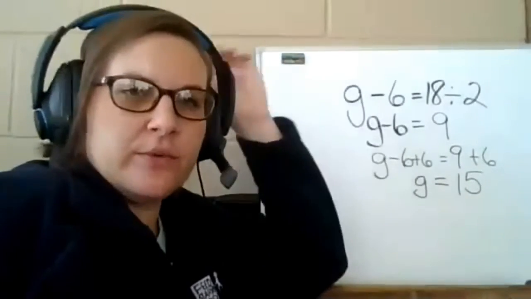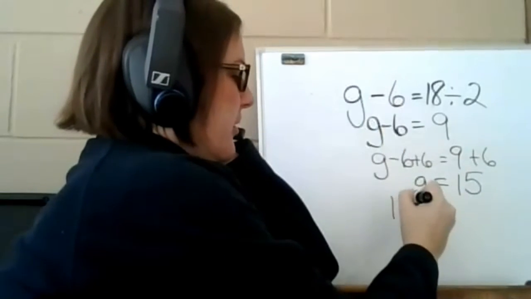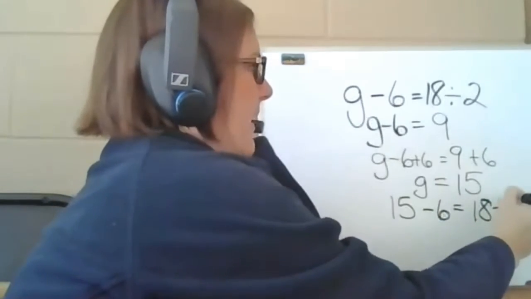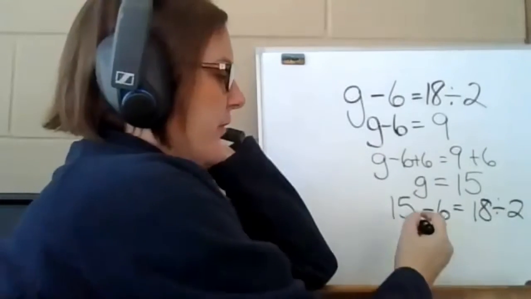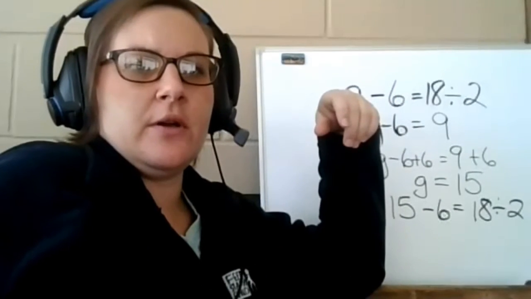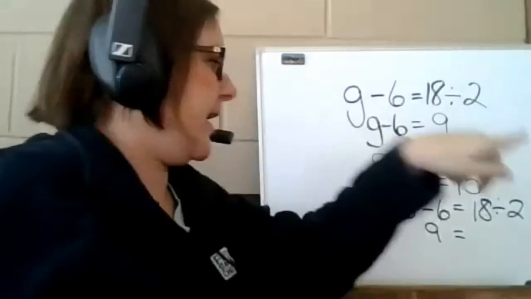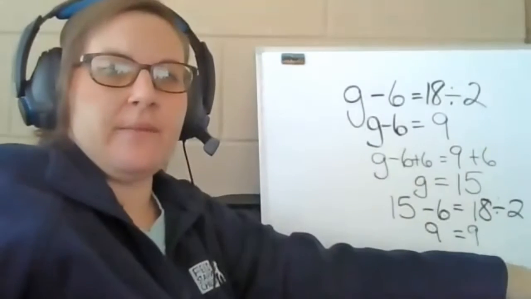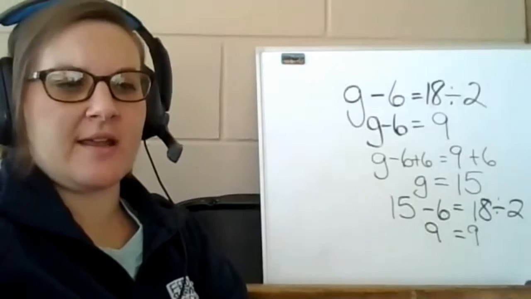And then we're not done though. Now we have to check our problem out. So now we're going to put 15 up here. We're going to do 15 minus 6 equals 18 divided by 2. And if these two sides match, then we did it correctly. So 15 minus 6 is what, Quinn? I'm gonna come to you. 9. And we said 18 divided by 2 was 9. So does it check out? Yes, it does. So we did it right. So this is our problem for letter C.